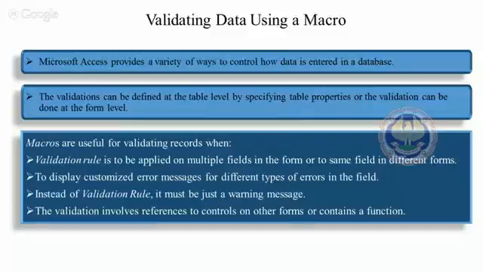Macros are useful for validating records when a validation rule is to be applied on multiple fields in the form, or to the same field in different forms. They can display customized error messages for different types of errors in the field. They are useful when, instead of a validation rule, it must be just a warning message, or when the validation involves references to controls on other forms or contains a function. So that is about validation.